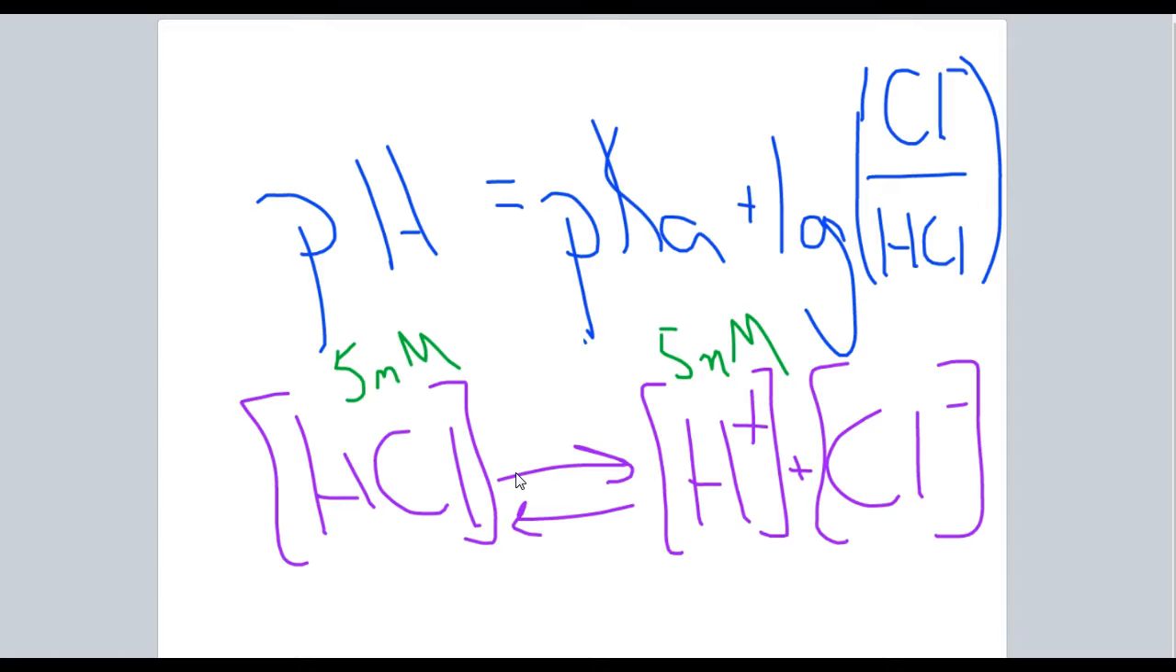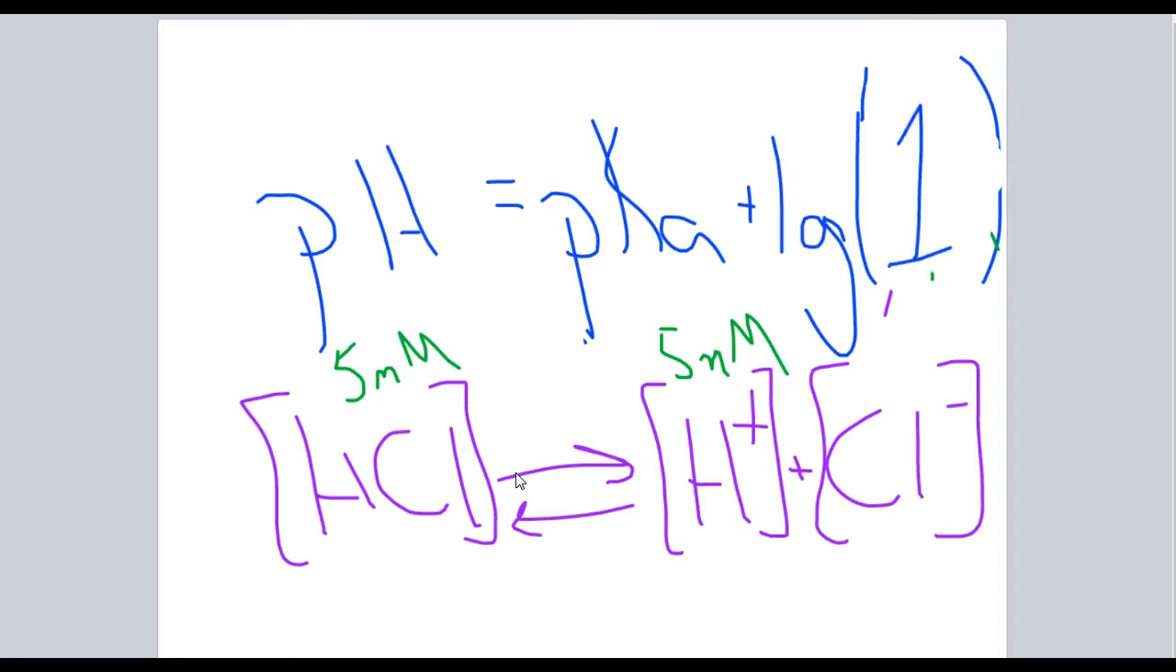Let's go back up to our Henderson-Hasselbalch equation and fill in some of these numbers. We would have 5 millimolar chloride ion because of that half dissociation. And we would have 5 millimolar undissociated acid. So these two values would cancel each other out. And we are left with the log of 1.